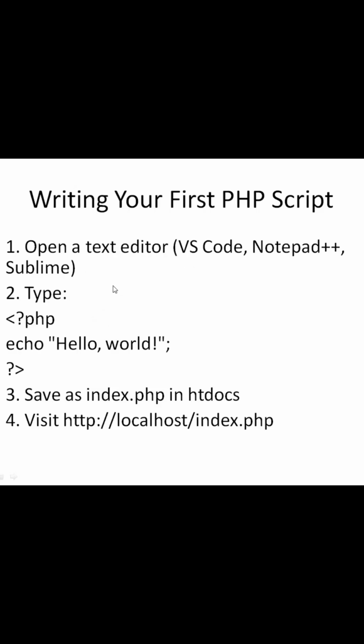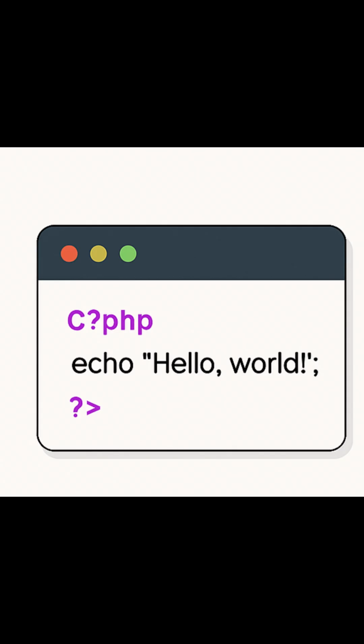Now, writing your first PHP script. This is how you are going to write your PHP script. Now, you are going to open a text editor like Visual Studio Code, or if you are using Notepad++ or Sublime, open any of them and then type the following. You are going to type this. Almost always start with the PHP tag, and then close with this one.